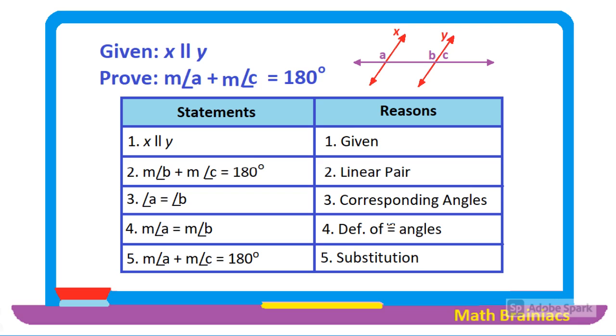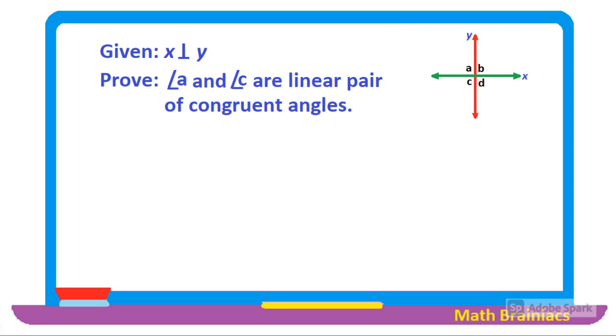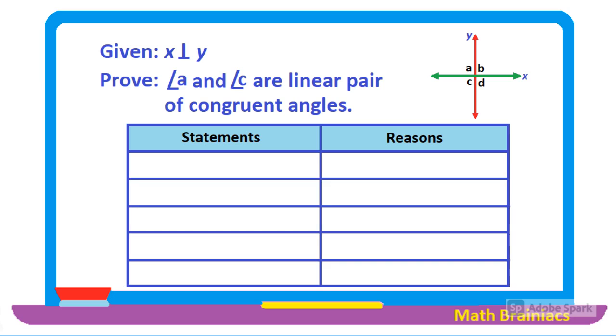And through substitution, from the figure on the right, it is given that line X is perpendicular to line Y. We're going to prove that angle A and angle C are a linear pair of congruent angles. Let us draw a two-column proof so that we can construct our statements and reasons. Let us start our statement with the given. Line X is perpendicular to line Y.